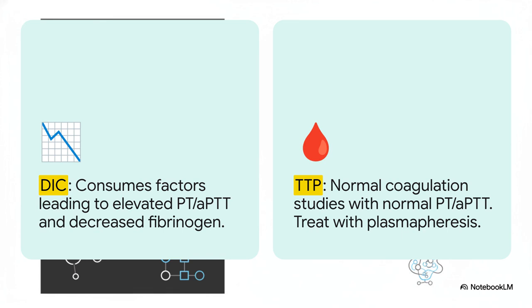This brings us to our final and maybe most critical boundary. TTP destroys platelets, yes, but it completely spares the coagulation cascade. This leaves the PT and APTT perfectly normal, and that directly mandates emergent plasmapheresis instead of factor replacement. This distinction is absolutely paramount. In DIC, you are replacing consumed factors and platelets. In TTP, giving platelets is literally like adding gasoline to a fire. You must use plasmapheresis immediately to strip out the offending autoantibody and replace that missing ADAMTS13 enzyme.